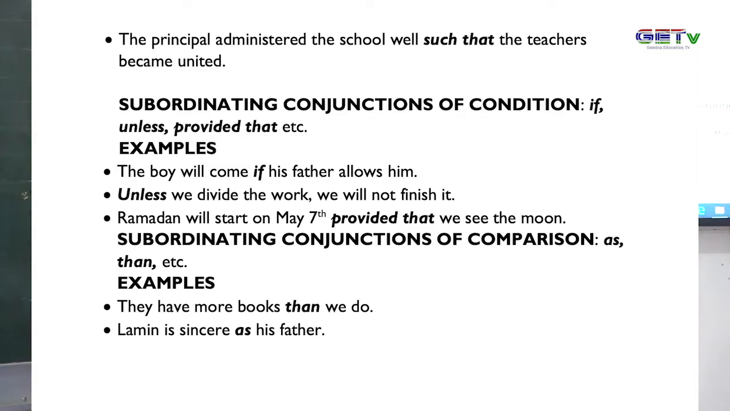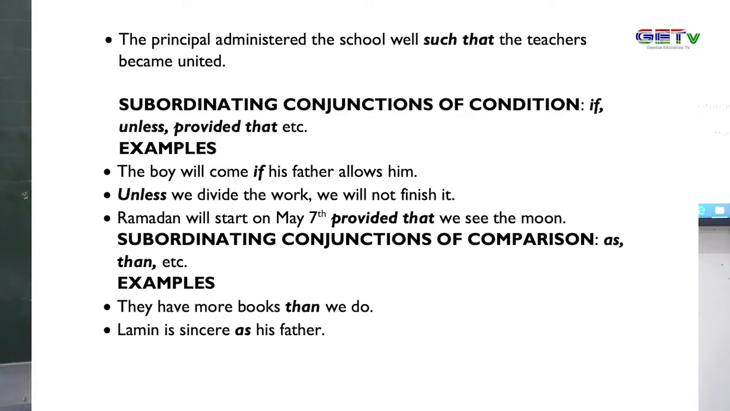2: Ramadan will start on Monday, May 7th, provided that we see the moon. So the "provided that" is also acting as a link between the two. So it is given a condition that we will only observe the Ramadan by 7th May only if the moon is sighted. From there we move on to subordinating conjunctions of comparison.